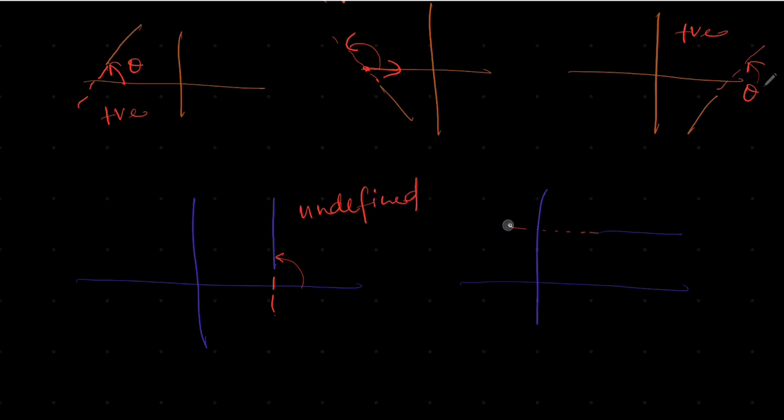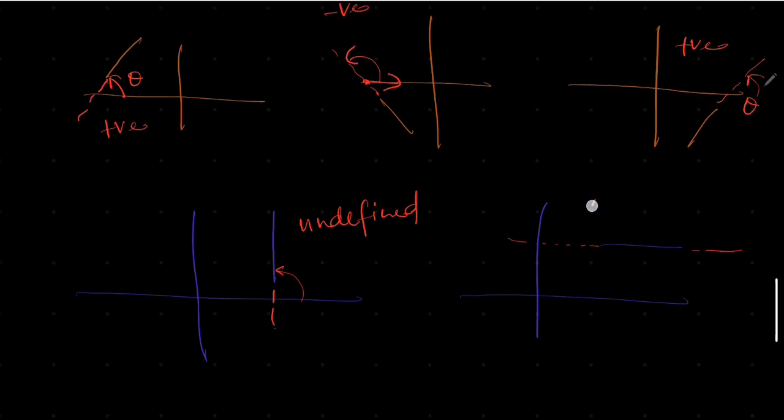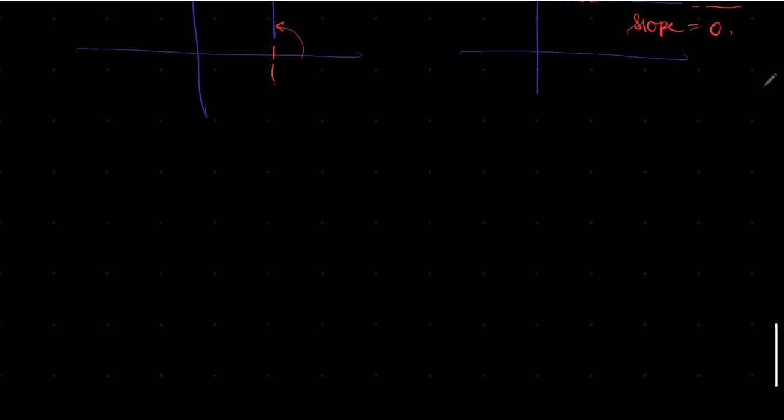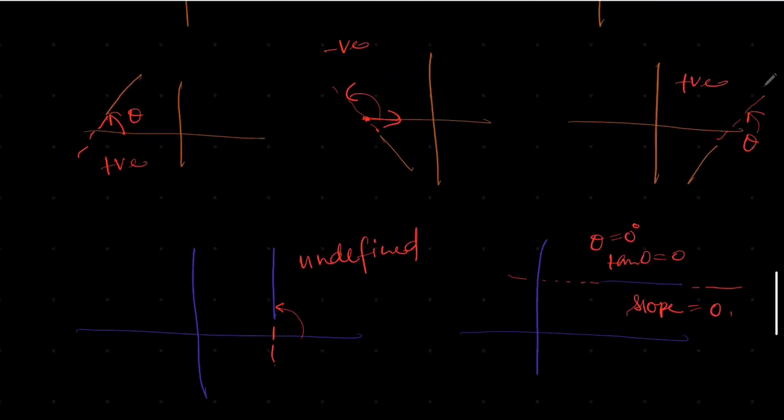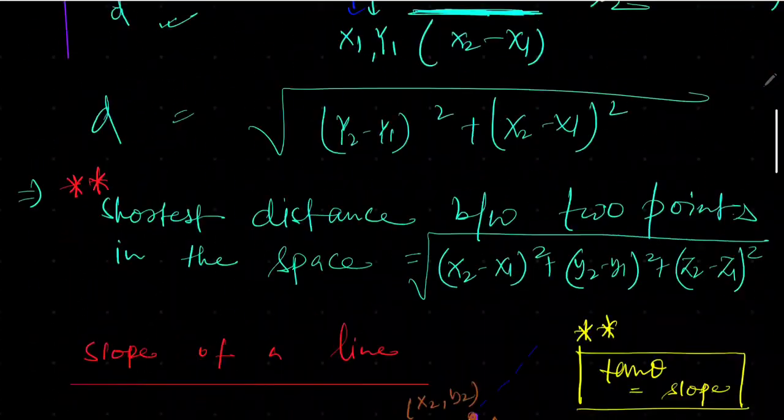Extend it. Now it will never cut the x-axis, so it is parallel to the x-axis, so the angle between the x-axis and this line, the extension line, is 0 degrees. Theta is 0 degrees here, therefore tan 0 is 0, therefore the slope is 0. I hope you understand. Very good. That's it for coordinate geometry, and you have to keep these things in mind.